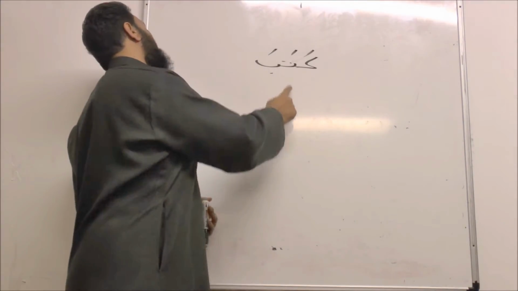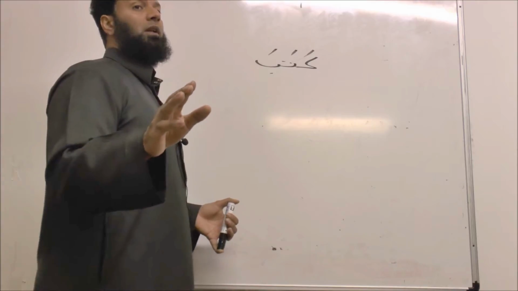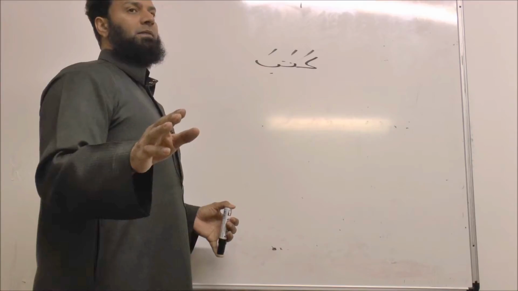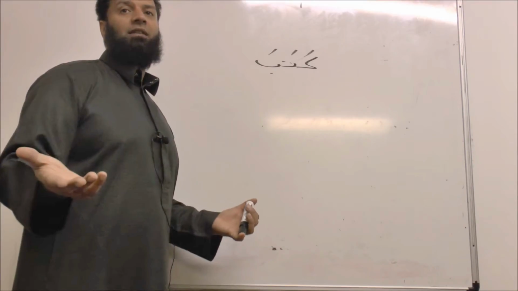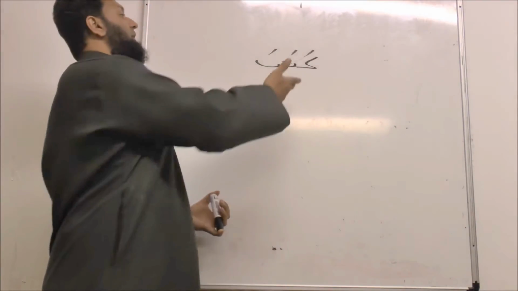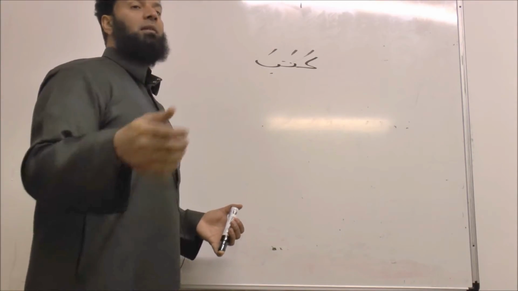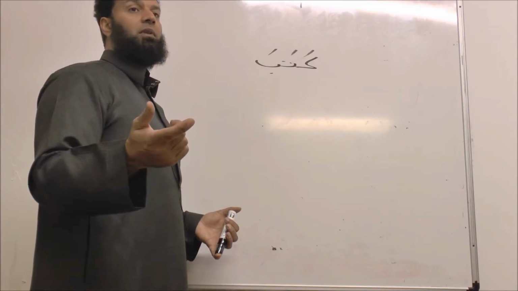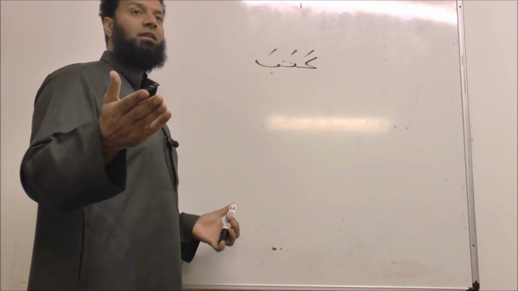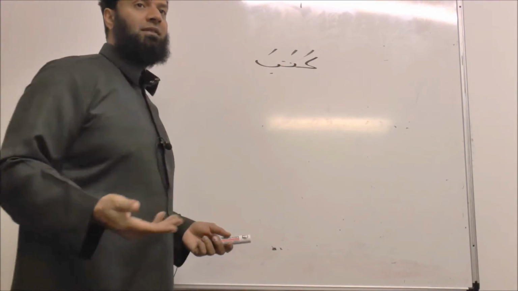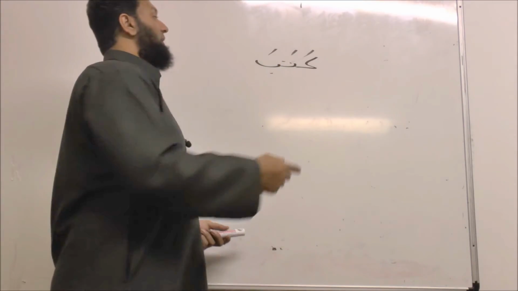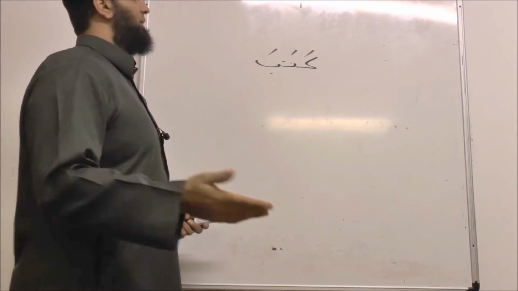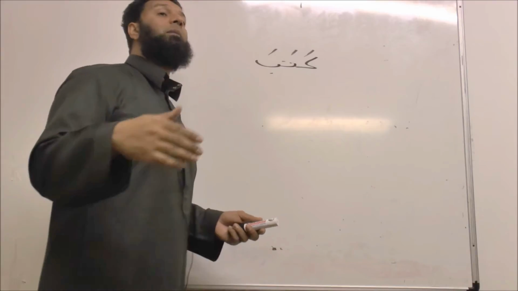What type of verb is kataba? Third person verb. What kind of verb is kataba? Al-madi, al-mudari, al-amr? Al-madi, past tense. Right. Al-fi'l al-madi, right? Kataba means he wrote.